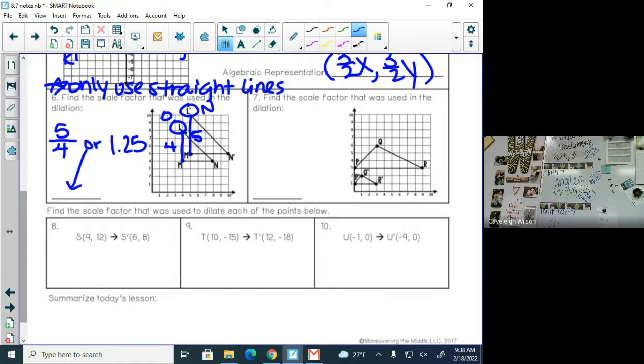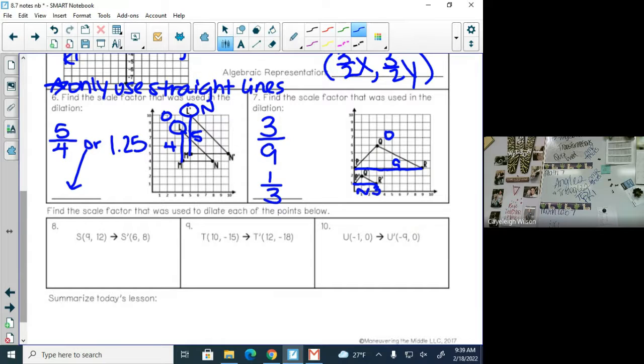All right, number 7. The prime is the new. The one without the prime is the original. So the only one that I can use on this one is the bottom, that base, because they're the only ones that are a straight line to find that scale factor. So on the original, 1, 2, 3, 4, 5, 6, 7, 8, 9. And on the new one, 1, 2, 3. So to find the scale factor, I do new over original. So the new was 3. The original was 9. Reduces to 1/3. And that makes sense because the figure got smaller. 1/3 of the size.